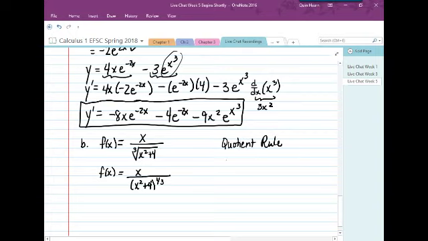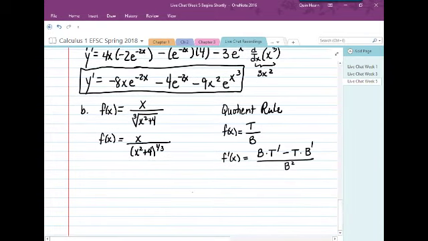And remember, for the quotient rule, you're going to think of the function f as the top divided by the bottom. And so f prime will be equal to the bottom times the derivative of the top minus the top times the derivative of the bottom over the bottom squared. All right, in this case, what's our top function? Our top function, t, is just x. And what's our bottom function? Our bottom function is x squared plus 4 to the 1/3 power. We're going to need our top function, our bottom function, and the derivatives of each.